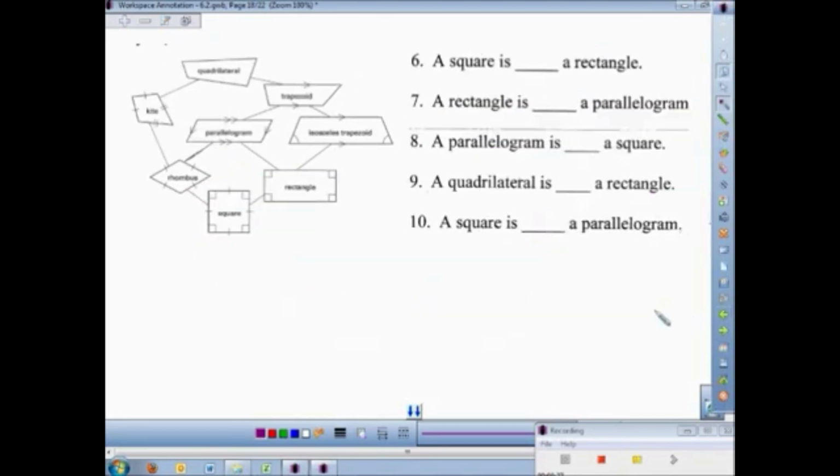Let's continue on. A square, will that always be a rectangle, sometimes be a rectangle, or never be a rectangle? Well, will a square always have 4 right angles, sometimes have 4 right angles, or never have 4 right angles? Well, here's a square, and it's below a rectangle. A square will always have 4 right angles in it. So that's an always. Square was below rectangle in the hierarchy, so that answer was always.